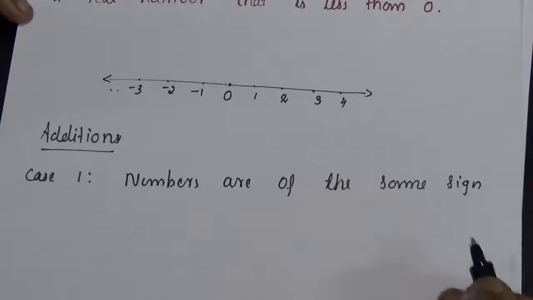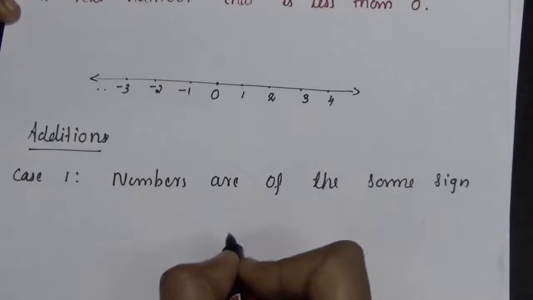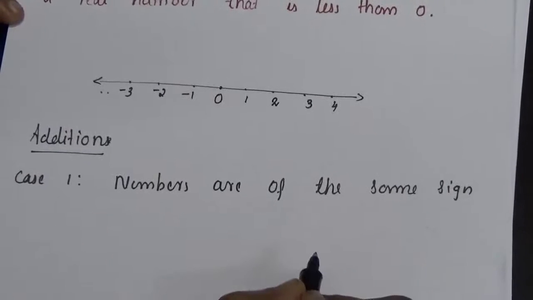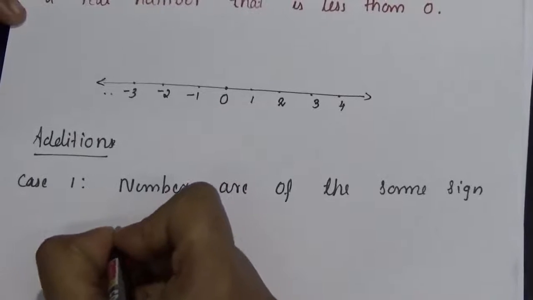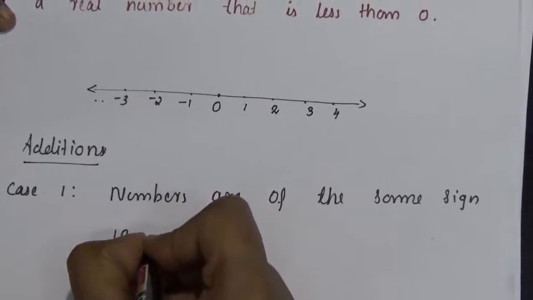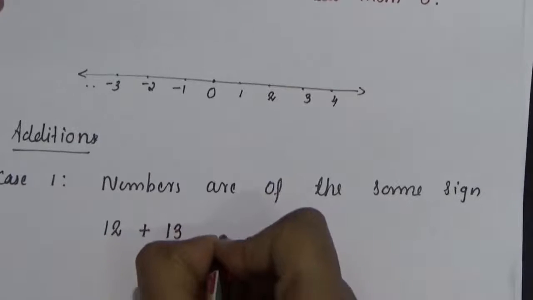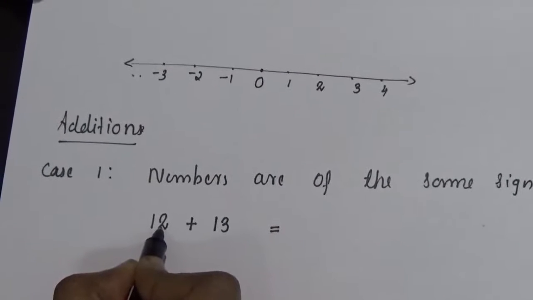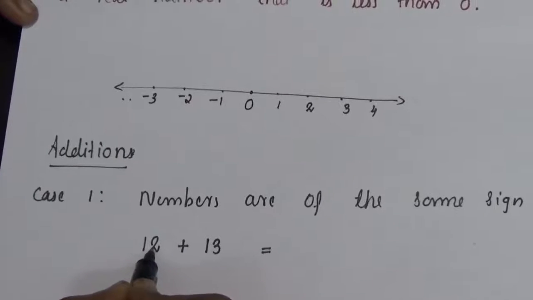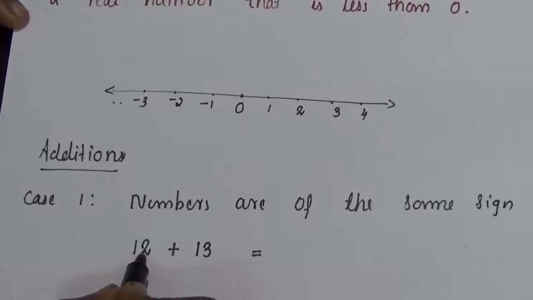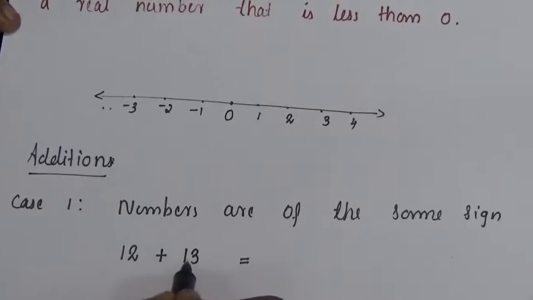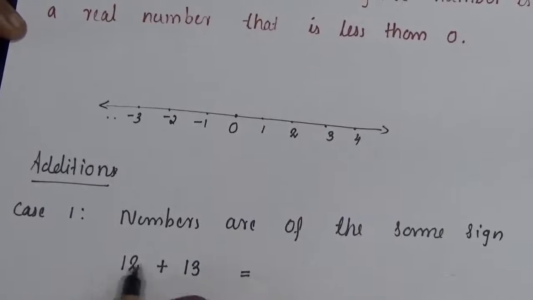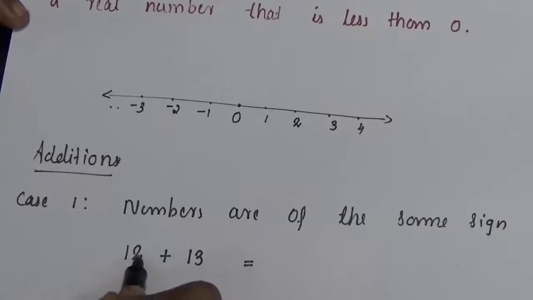In that case, without considering the signs of the numbers, you add the two numbers and put the same sign. For example, suppose we are adding the numbers 12 plus 13. This 12 is a positive number because you can see that no sign is there in front of the number 12, means this number is positive. So 12 is positive, and the next number, 13, is also positive. We are adding two positive numbers here.